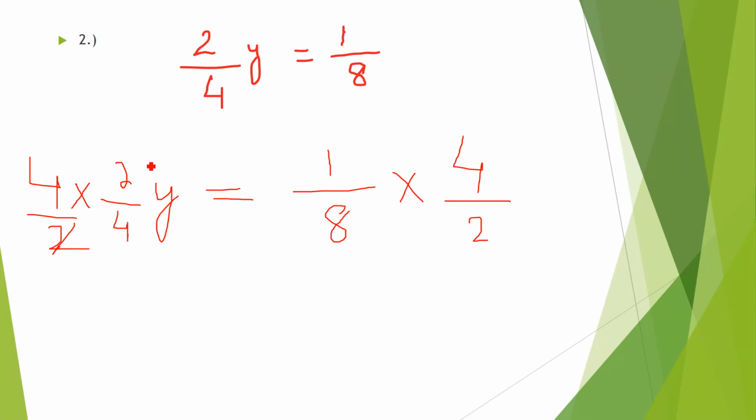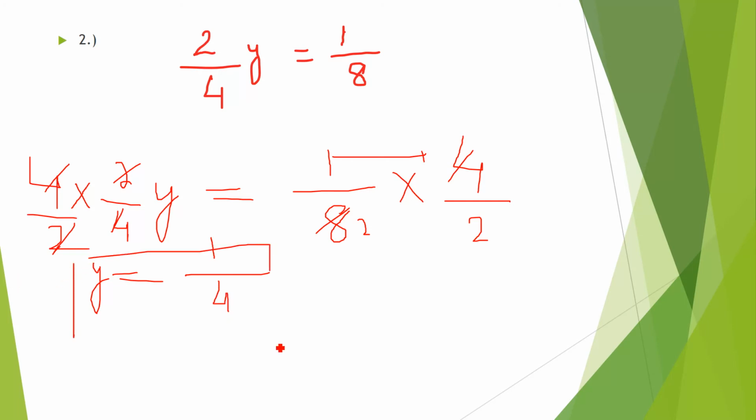So this will cancel out each other. We have only y on the left hand side. Here you can see 4 1 times 4, 4 2 times 8. So here on the numerator you have only 1 left. In the denominator 2 times 4, 1 over 4. So this is the value of y.